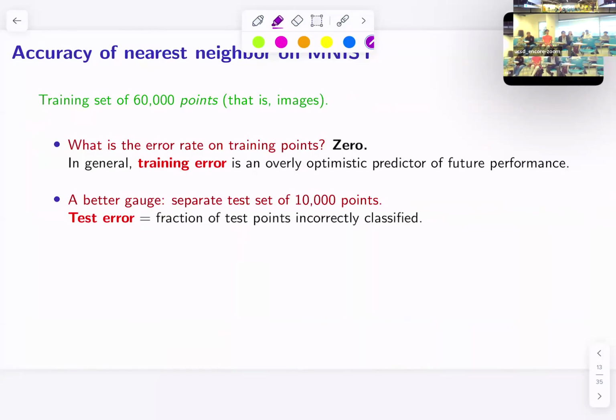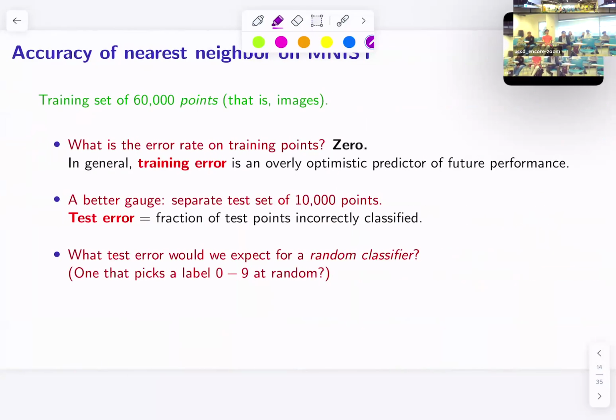So we are going to give you a separate set of 10,000 pictures of these handwritten digits and see how you do on those. Okay? And that's what we call the test error.